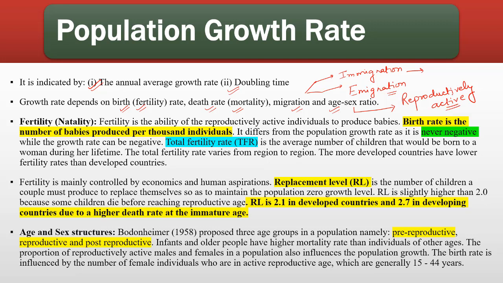So basically population growth rate is mentioned by the annual average growth rate and the doubling time. What exactly the growth rate is, or what are the factors on which growth rate depends? The birth, that is fertility, death rate, that is mortality, migration, that is immigration and emigration, and the age sex ratio. Okay, I hope I made myself very clear.